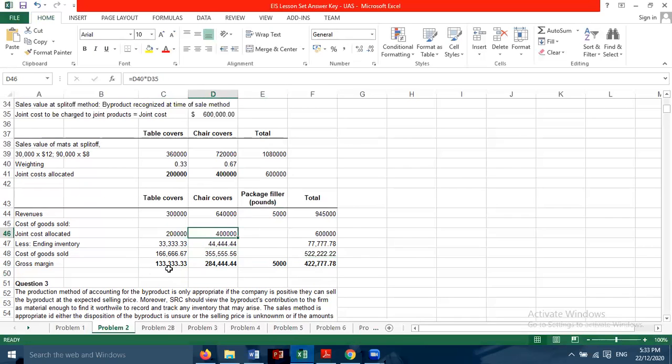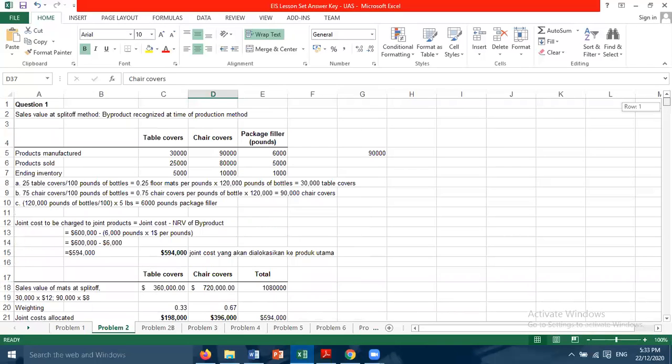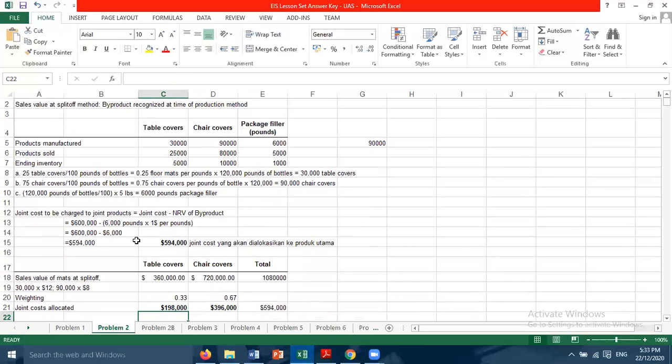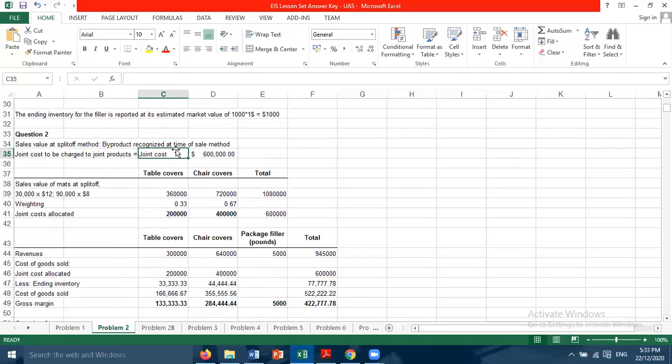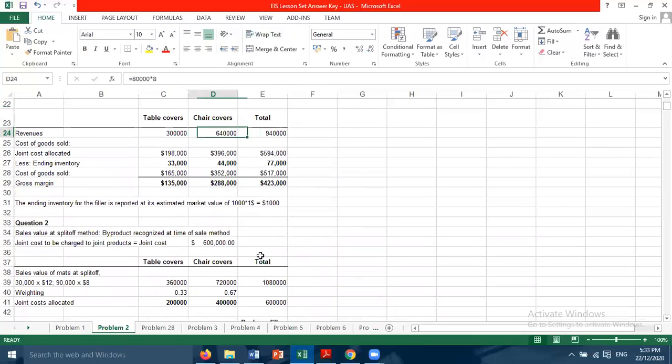Okay, so that's practically it for number 2. Remember the difference between the production method and sales method is that in the production method, the total joint cost allocated is reduced by the NRV of the byproduct here. While in the sales method, the joint cost is not reduced. However, we recognize the sales of byproducts as revenue. Whereas in the production method, we do not recognize the sales of the byproducts as revenue.